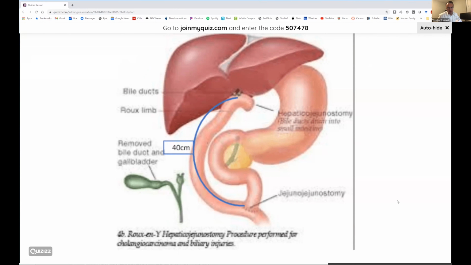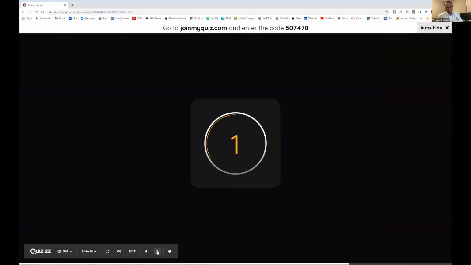And I just put a little annotation here. This is really dogma. There's no data to guide us here, but most people recommend a 40-centimeter limb. The reason being, no food is going to reflux back up into the bile duct because you have this 40 centimeters of bowel intervening that's going to push everything downstream.